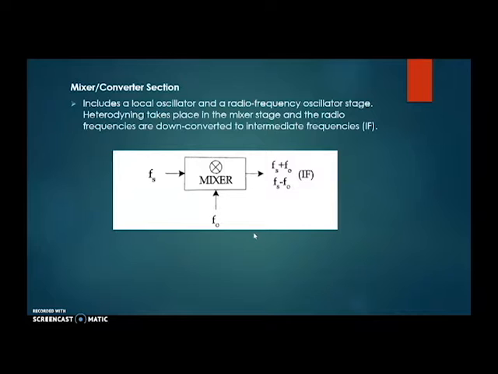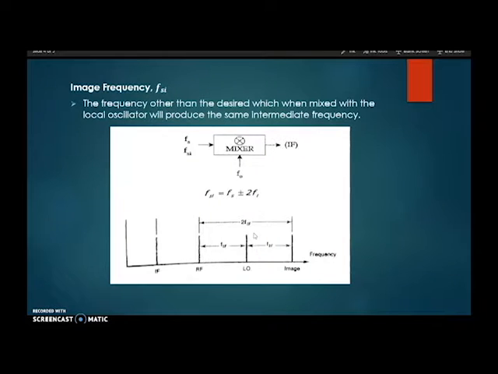Mixer converter section includes a local oscillator and a mixer stage. The amplified output of the RF amplifier is fed to the mixer stage, where it is combined with the output of the local oscillator. The two frequencies beat together and produce an intermediate frequency. Image frequency is a frequency other than the desired one, which when mixed with the local oscillator will produce the same intermediate frequency.